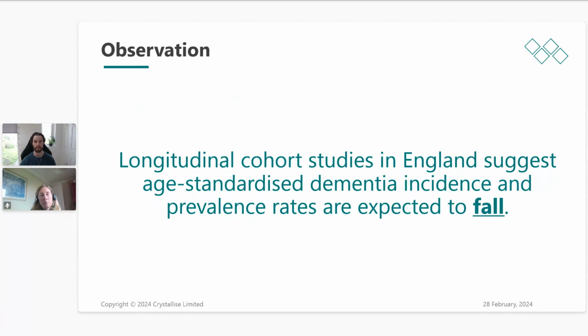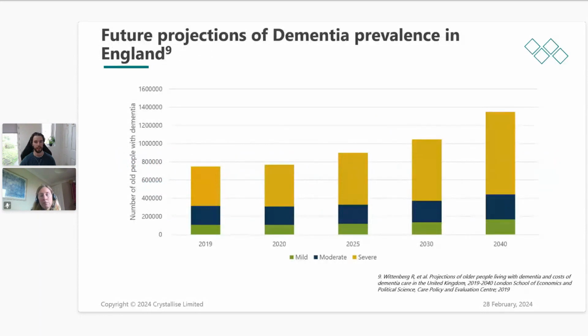That's not the case. And actually, if we look at a projection of dementia prevalence over time, we see the total number of individuals with dementia is going to increase, and that poses a big problem for the healthcare system. And due to the aging population, the total proportion of severe cases is also going to increase, causing additional strain on the healthcare system.